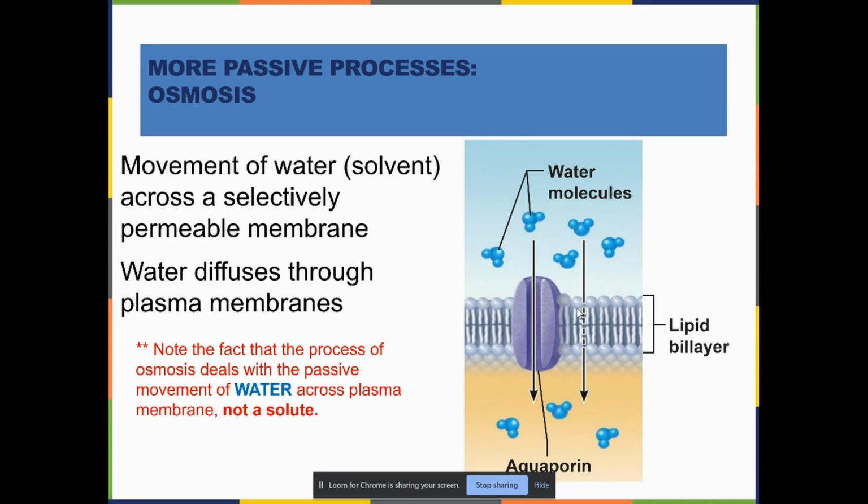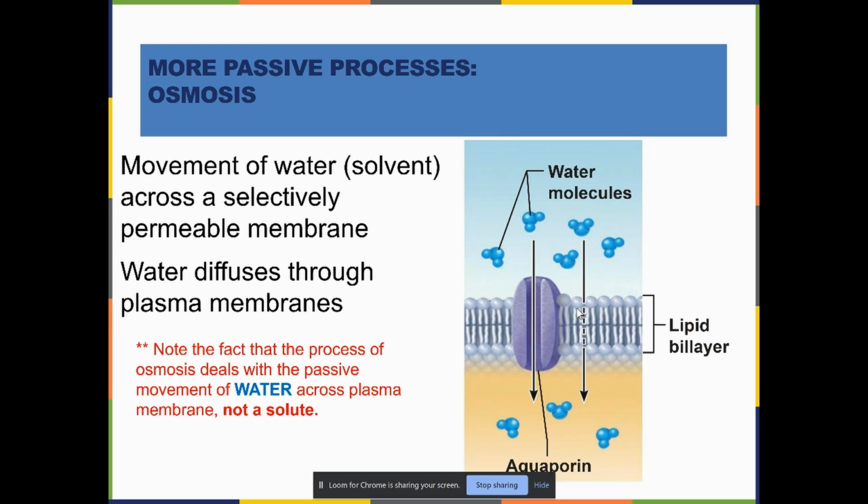So let's look more at osmosis. Notice that we have the water molecules outside the cell, and they can move through a channel protein to get inside the cell. But water is still moving without the use of energy through the plasma membrane from high to low concentration. So the main difference between osmosis and simple or facilitated diffusion is what we're moving. With simple diffusion and facilitated diffusion, we are moving a solute, a particle dissolved in something else.